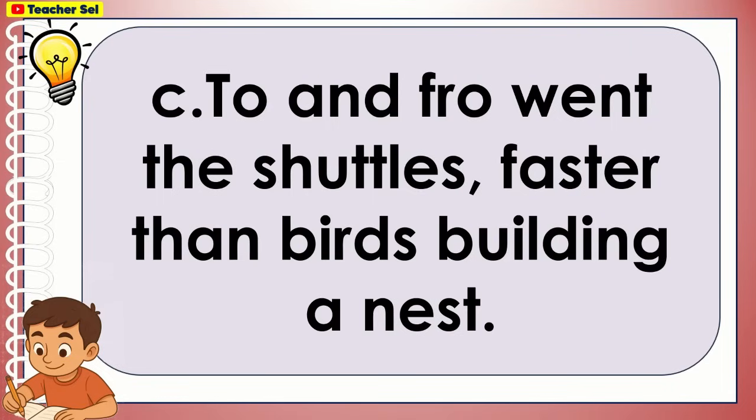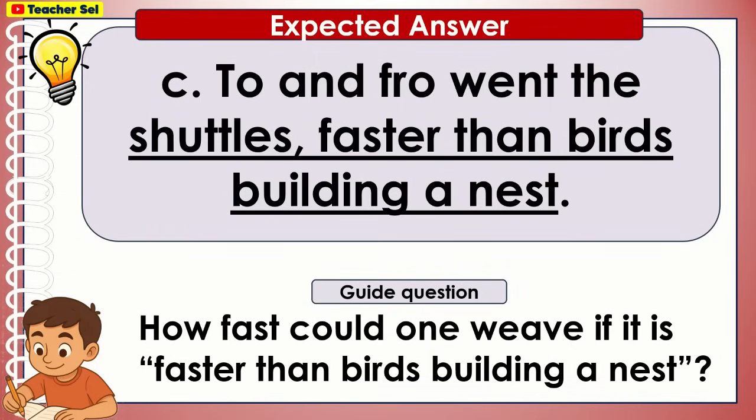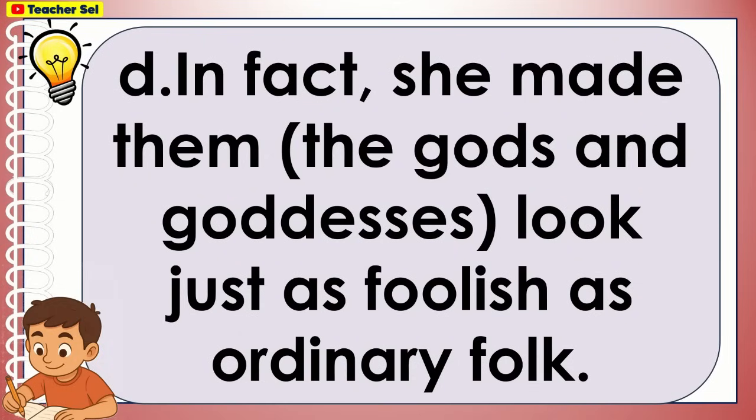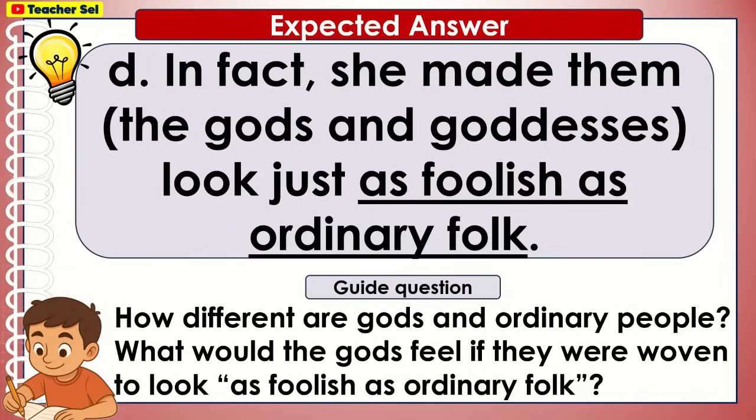To and fro went the shuttles, faster than birds building a nest. How fast could one weave if it is faster than birds building a nest? In fact, she made them, the gods and goddesses, look just as foolish as ordinary folk. How different are gods and ordinary people? What would the gods feel if they were woven to look as foolish as ordinary folk?